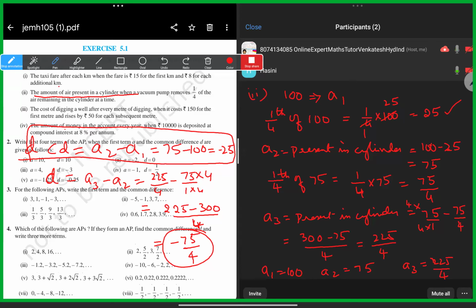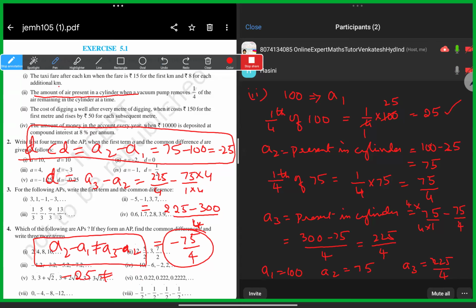So because of that reason, minus 75 by 4, if we convert to a fraction, you'll get it as 18 point something, which is not equal to this, no? Yes, sir. So we need not find out A4. We got A2 minus A1 not equal to A3 minus A2, because A2 minus A1 we got minus 25 and this is not equal to minus 75 by 4.